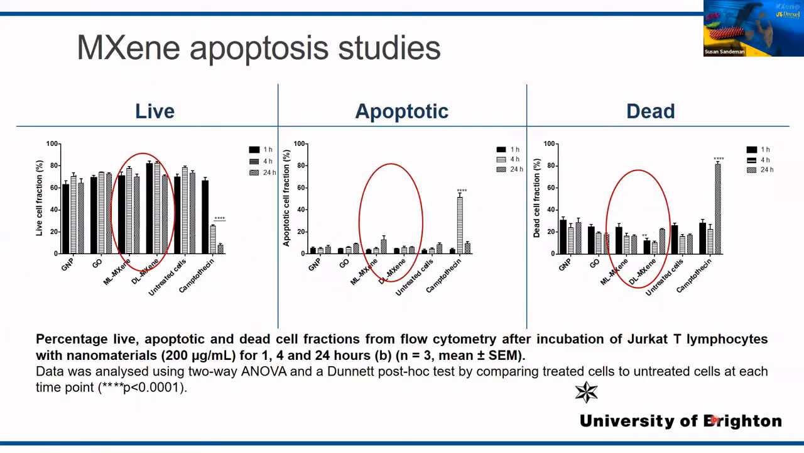So we also looked at apoptosis studies using a flow cytometry-based assay, and here you can see the results for MXenes. Sorry, my pointer's doing strange things. We looked at a concentration range and a time range up to 24 hours compared to the positive control, which was camptothecin. And you can see a nice decline in live cell fraction over time for the positive control, and no change in the MXenes. So MXenes do not induce apoptosis.